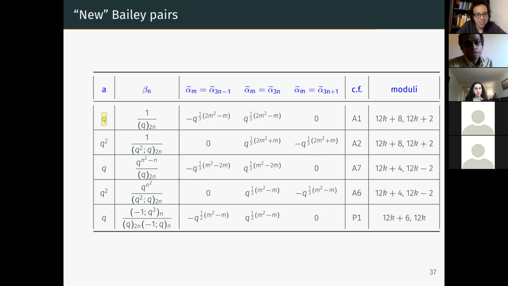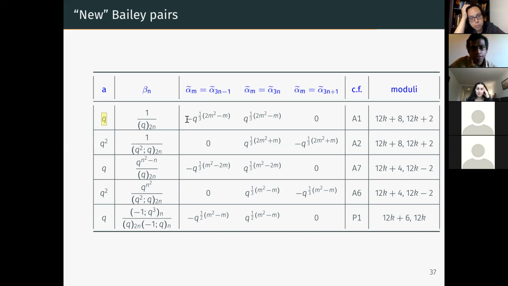Sorry about that. And if you're with base q squared, then the mod 2 alphas are going to be 0 and so on. And this column tells you that these are modifications of the old Bailey pairs that were known. So the first 4 were known to Slater. This P1 is a Bailey pair that was known to McLaughlin and Sills. And the last column is going to tell us which identity it's going to give us later. So these are the Bailey pairs that we use.